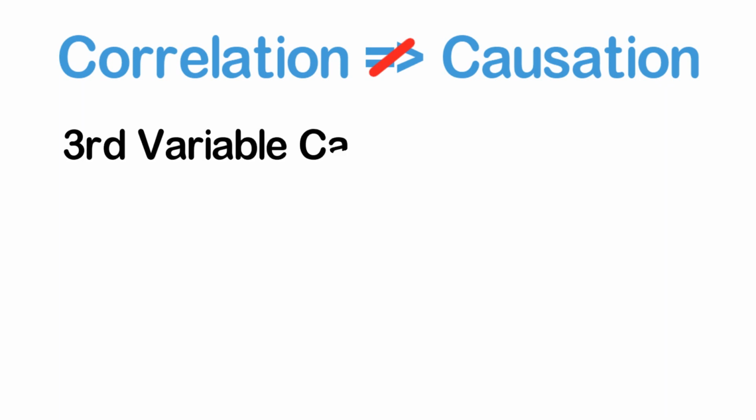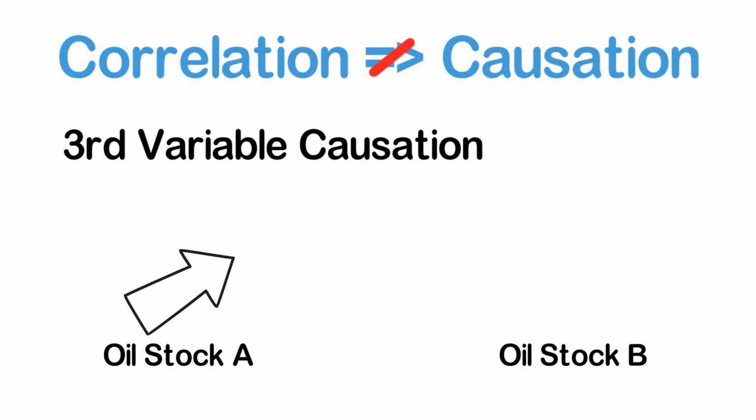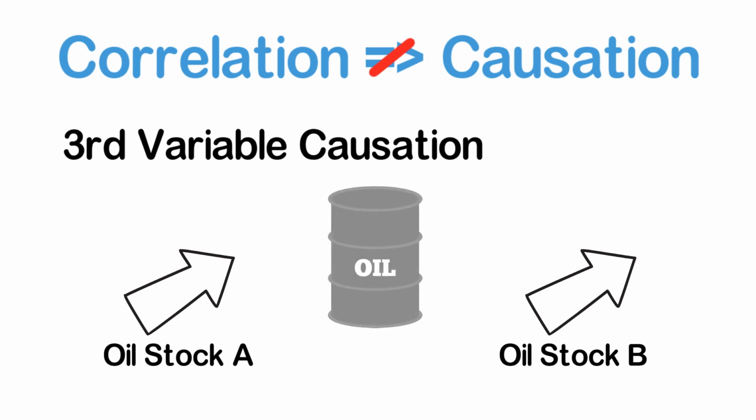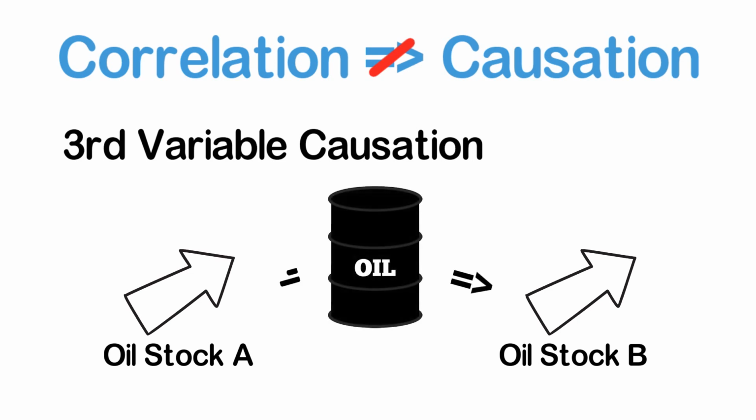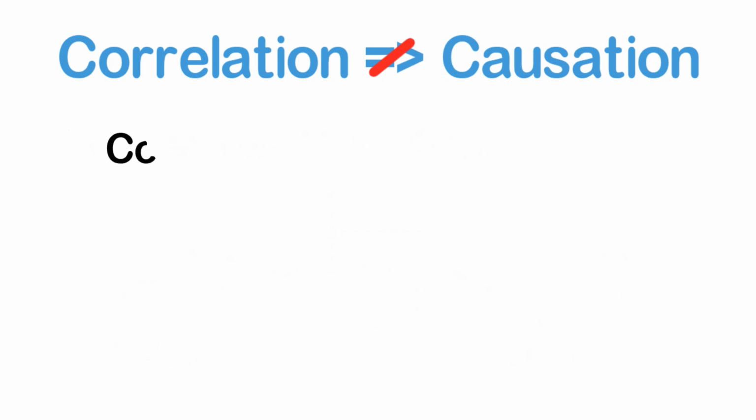Another causation bias is neglecting the fact that a third variable might be the cause of two correlated variables. For example, two oil stocks might be highly correlated, but this doesn't mean that a move in one of the stocks causes a move in the other stock. Instead, a third variable, namely the price of oil, might be the cause for the moves in both of these stocks.